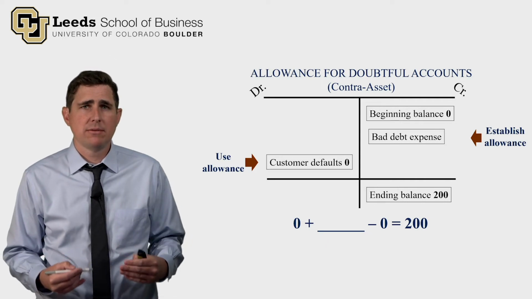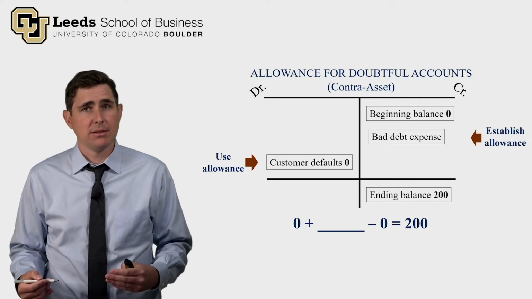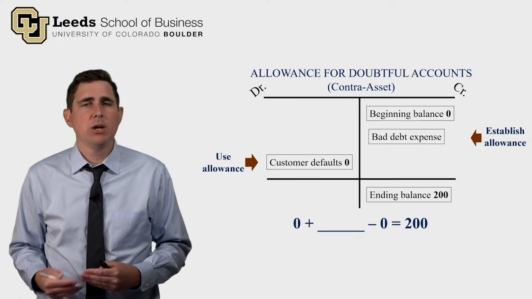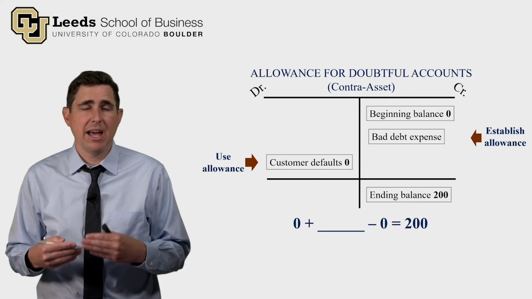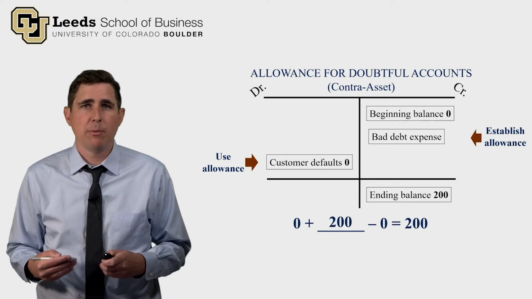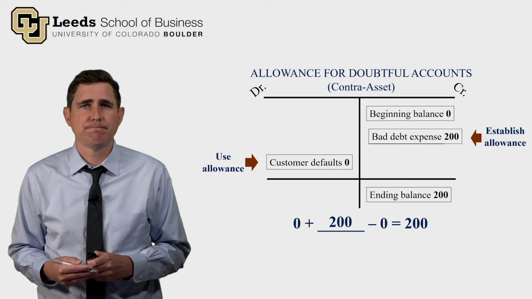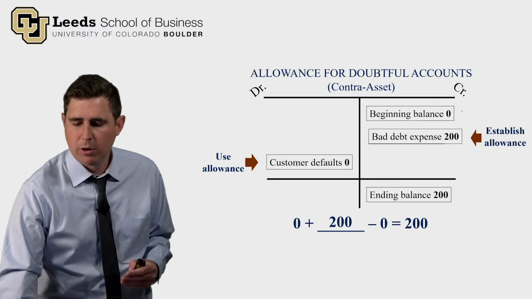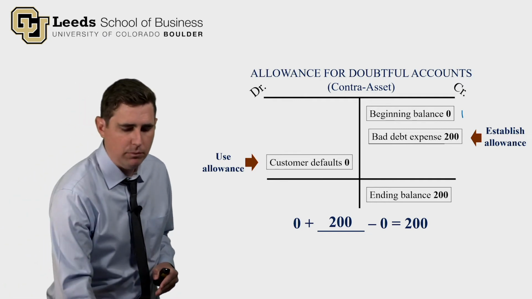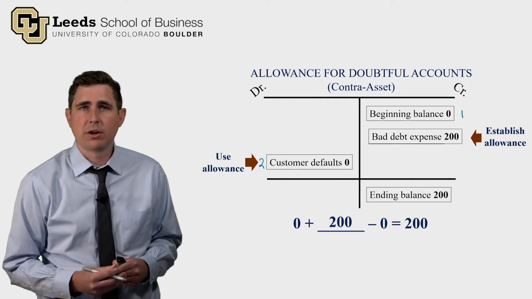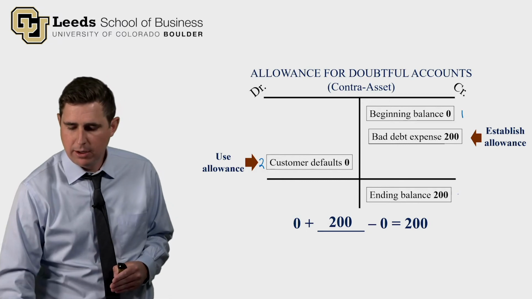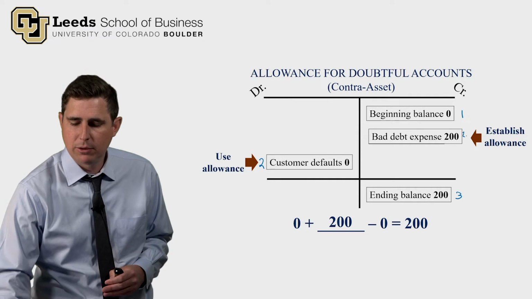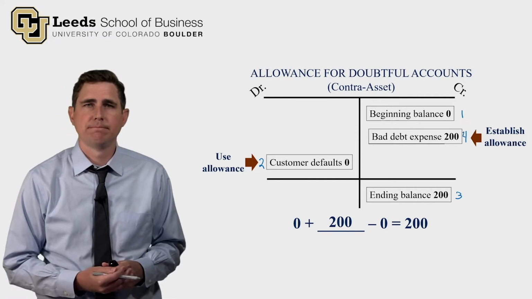So the beginning balance of 0 plus the bad debt expense, which is a question mark at this point, minus customer defaults of 0 equals 200, which is the ending account balance that we want to have. And we come up with bad debt expense of 200. So just pay close attention to the order of operations here. We start with our beginning balance. Then we have customer defaults that occurred during the year. We get to the end of the year and we decide what we want for an ending balance, and we back into what bad debt expense should be for that year.